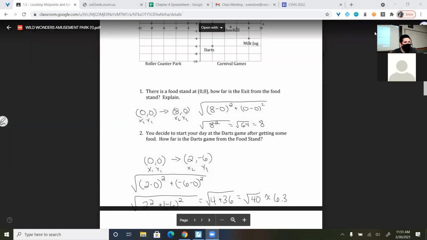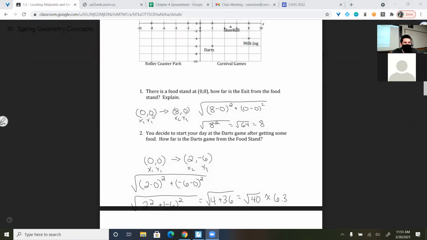All right, so with number 1 and number 2, number 1, you're finding the distance from 0, 0 to 8, 0. And as I said, you could have probably done this intuitively: if you're going from 0 to 8, it's 8 units. But just to practice the distance formula, I made 0, 0 my first point, 8, 0 being my second. When I plugged in those values, I got 8 squared plus, this cancels out. So 8 squared is 64. The square root of 64 is 8.